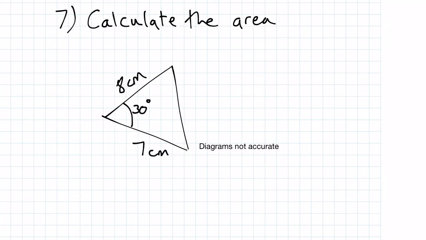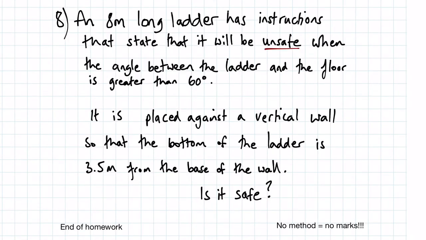And on to question 8. This is a question about a ladder. The instructions on the ladder say that it can't be put at an angle greater than 60, otherwise it will be unsafe for some reason. And then you get some information about how the ladder is actually placed. And you need to decide whether or not placing it in this way here breaks this rule about safety. I would suggest drawing a diagram, doing a calculation, and then deciding yes or no if it's safe.